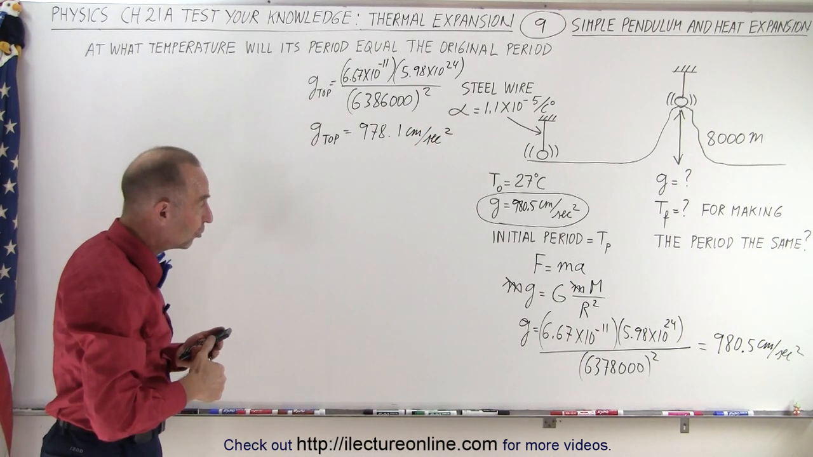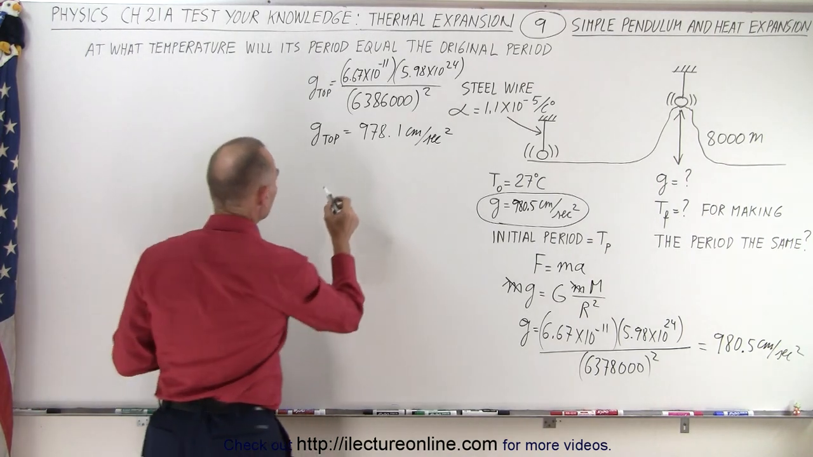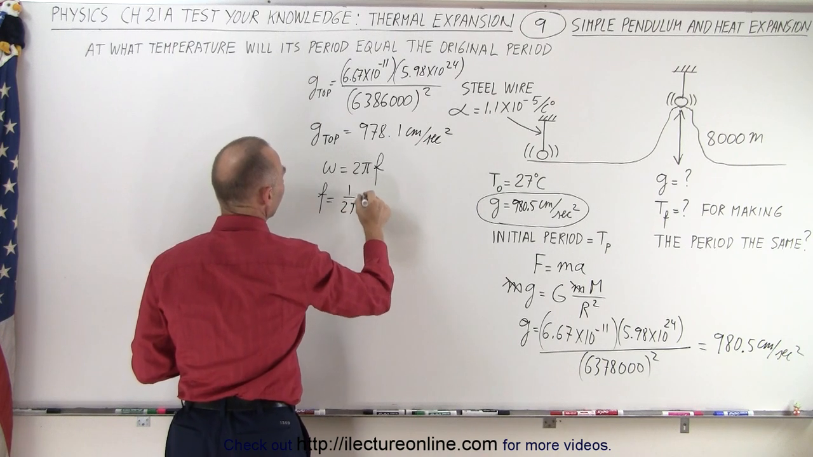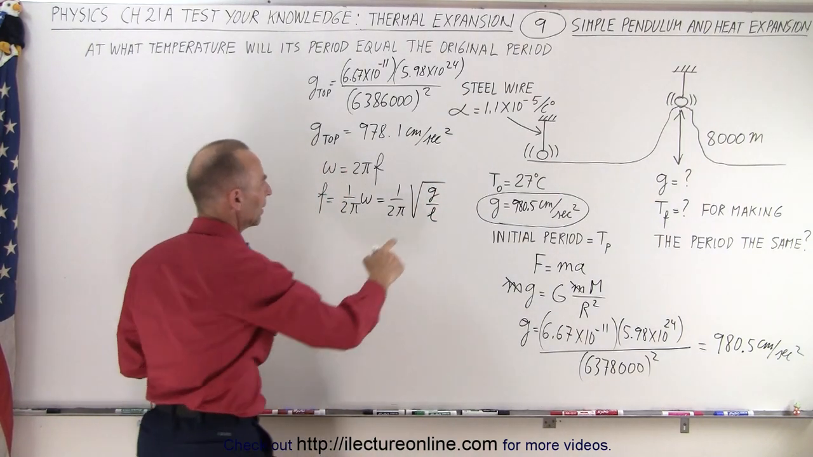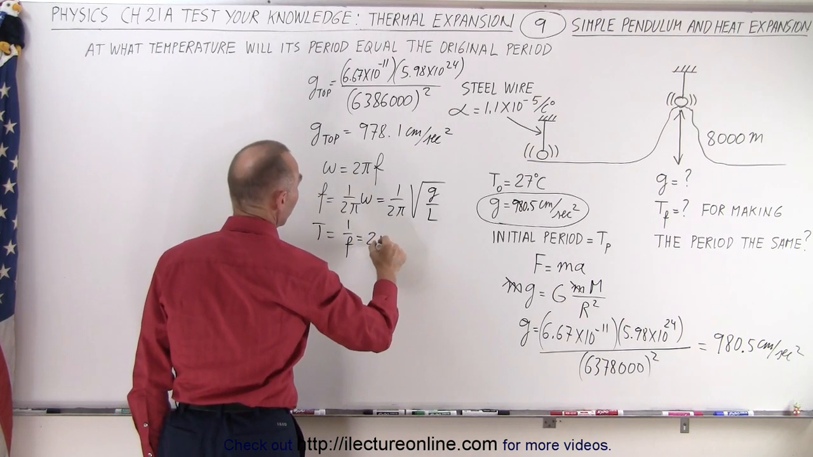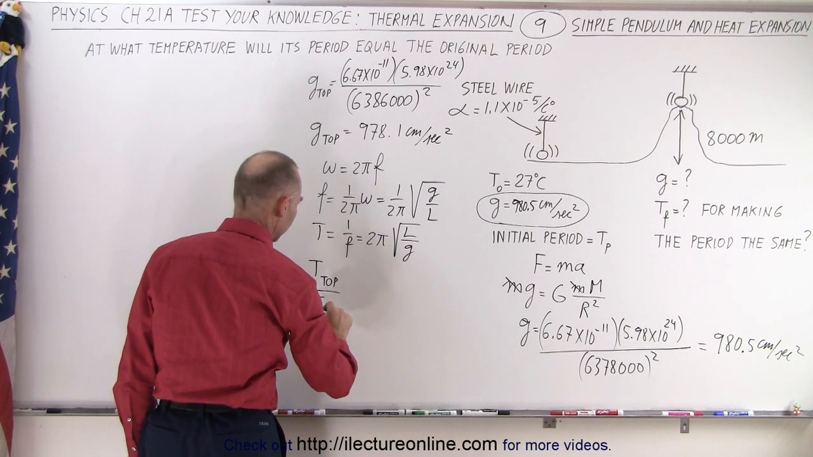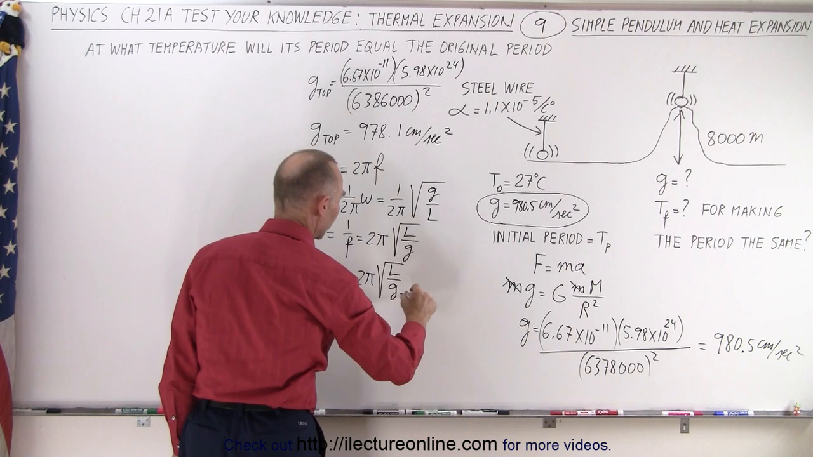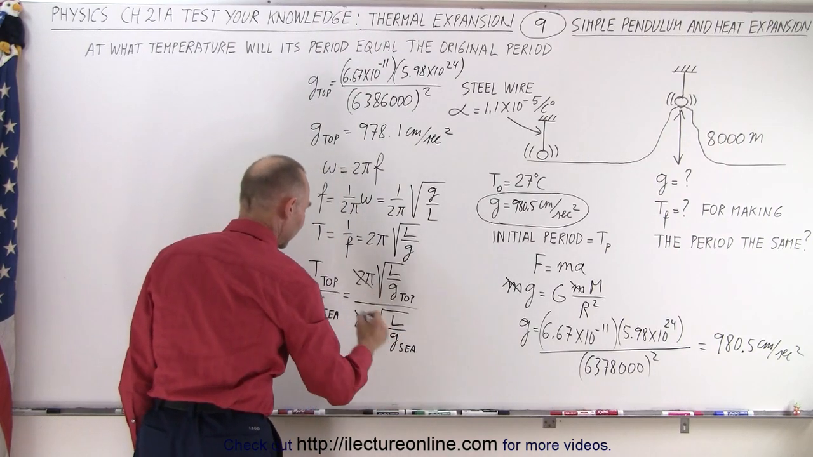Okay, so now that we have g at sea level and g at the top, we should now be able to figure out how that affects our period if we ignore the temperature for now. So we know that omega is equal to 2 pi f, which means that f is equal to 1 over 2 pi times omega, which is equal to 1 over 2 pi times the square root of g over L. Let me put that as a big L so it's easier to see. There we go. Which means that the period, which is 1 over the frequency, therefore is equal to 2 pi times the square root of L over g. That means that T at the top divided by T at sea level is equal to 2 pi times the square root of L over g at the top divided by 2 pi times the square root of L over g at sea level. Of course, the 2 pi's cancel out.